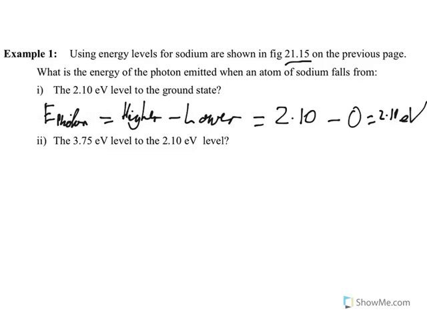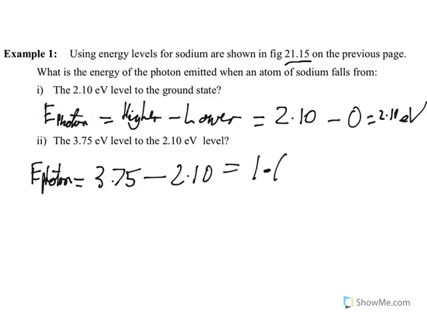Alright, the next one, same deal, the energy of the photon. From the higher, 3.75, to the lower, minus 2.1, 1.65 electron volts for that one. Alright, let us have a look at the second example.